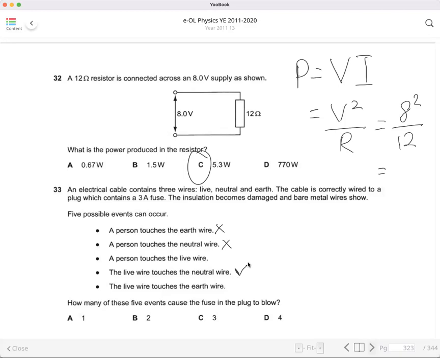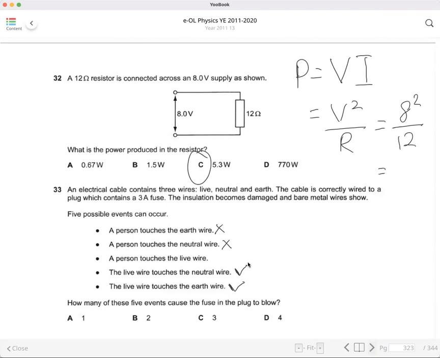So what happens if the person touches the live wire? Will it cause it to blow? A live wire touches the earth wire. When the live wire touches the earth wire, it also provides a path for the current to flow, and then you have a high current as well. So the last one will also cause the fuse to blow.